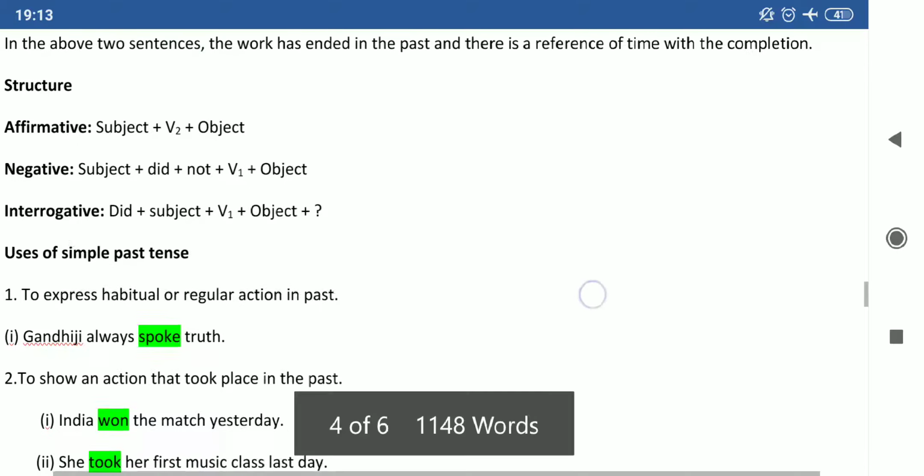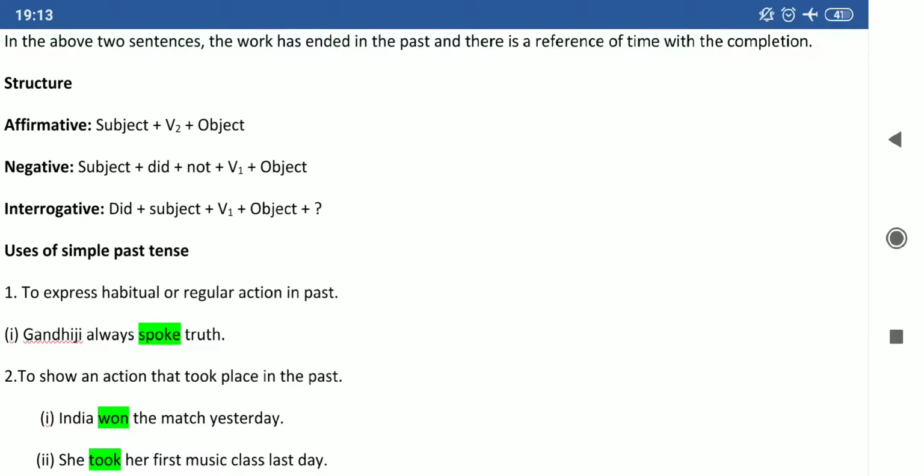So, when you want to frame affirmative sentence, you will use subject in the beginning, then second form of verb, and after that, object. If you want to frame a sentence which is negative in simple past tense, then you won't use any form of verb directly. You will use did in the beginning, like after the subject. After that, not, and then first form of verb. Now, why first form of verb is used here?